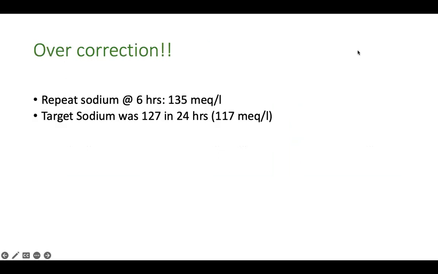But serum sodium, when repeated after 6 hours, it was 135. Remember, admission serum sodium was 117. Your plan was to increase to 127 in the next 24 hours. And here it is 135 in the first 6 hours itself. Where did you go wrong? You had followed the guidelines which were given. So where did we go wrong?